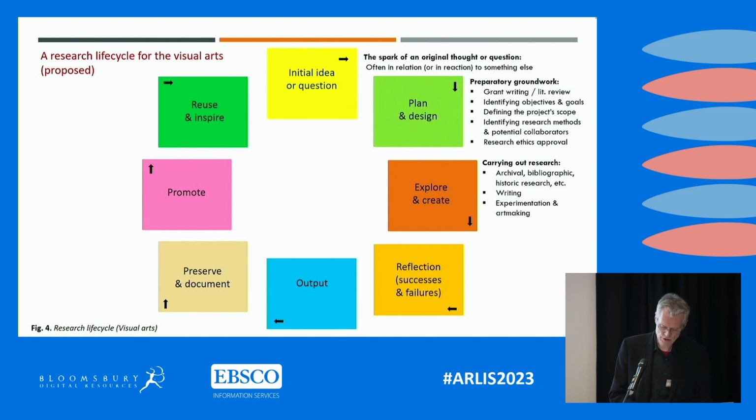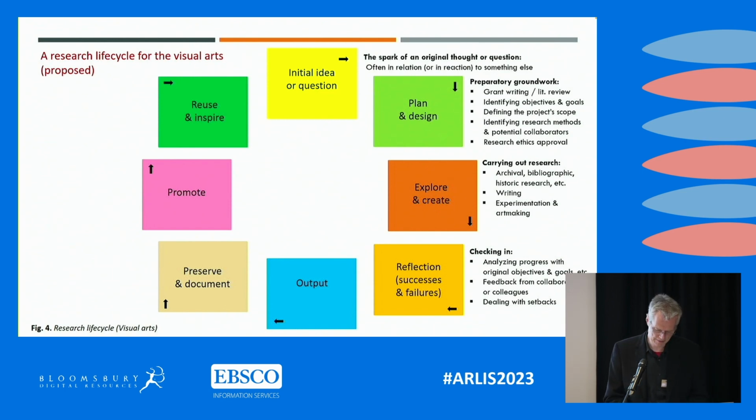And I've titled the next stage Reflection, Successes and Failures. So at some point, researchers will have to take stock of what they've done so far and whether or not it's working. It includes analyzing their progress with their original objectives and goals, perhaps feedback from collaborators or colleagues, and then dealing with setbacks. I haven't seen too many research life cycles that talk about failure and setbacks, but I think these are things that are very real, and so we should, if we can, try and consider them with a research life cycle.